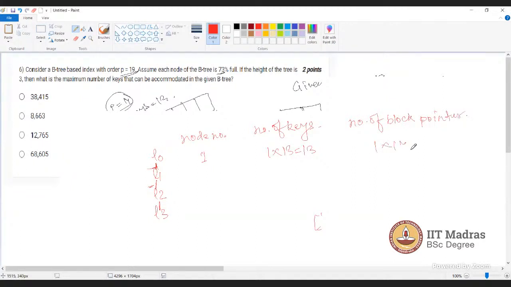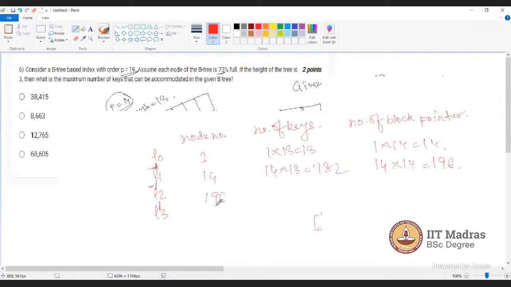That is 1 into 14. In the second level, the number of nodes is 14. So 14 into 13, that is, I think 182, and 14 into 14 is 196. After that, here the 196 nodes are at level 2.